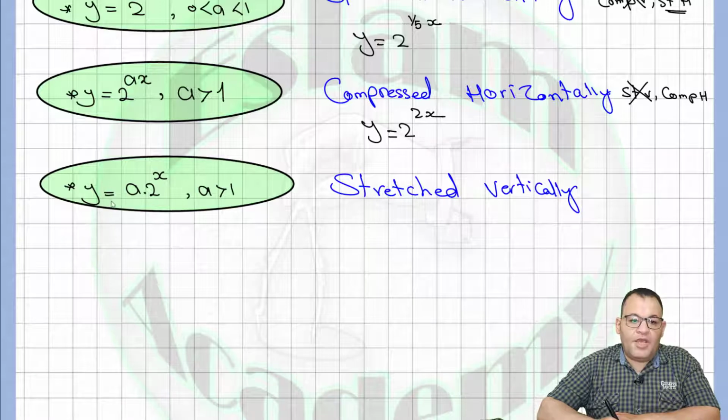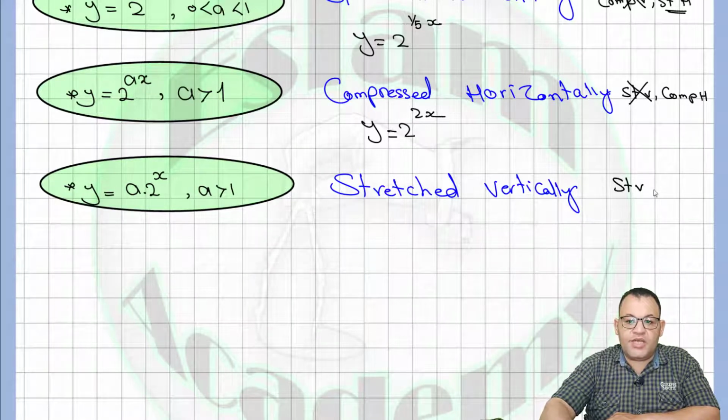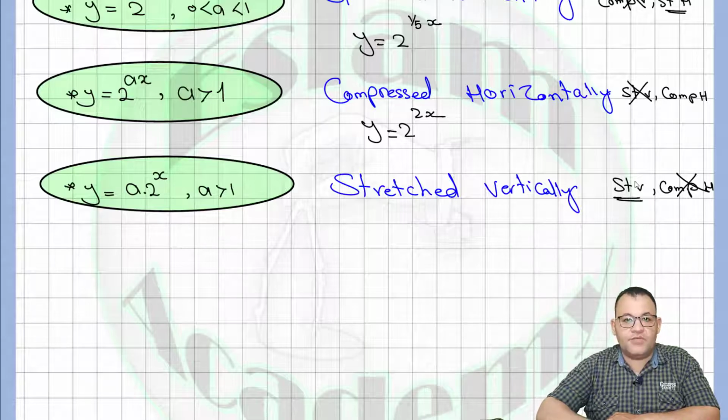If you have here y equals a multiplied by 2 to the power x, where a is greater than 1, when you multiply by a number more than 1, the graph will be stretched vertically and compressed horizontally. Because you multiplied by y, you need the vertical part. So ignore the horizontal, the graph will be stretched vertically.